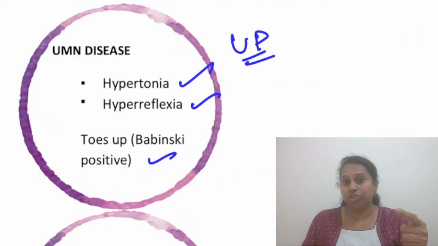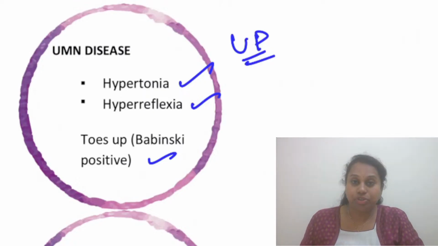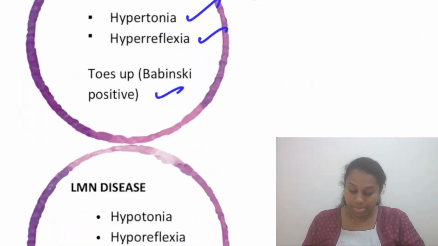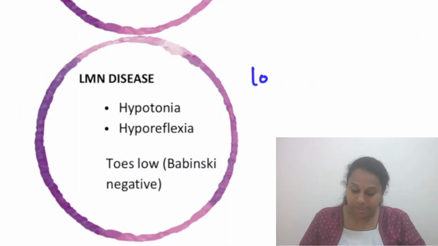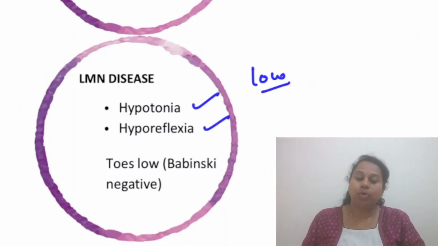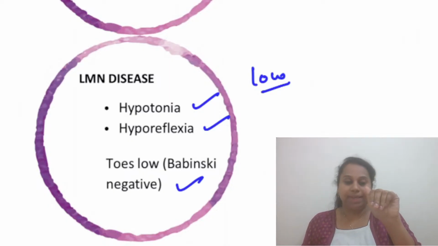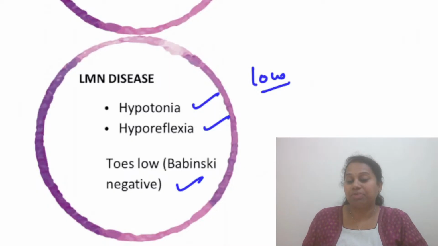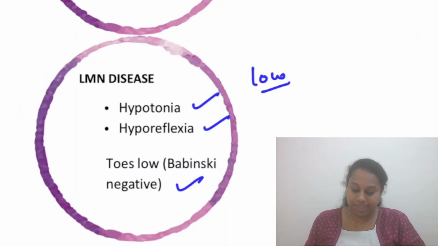So upper motor neuron disease or upper motor neuron lesions, three things will be up. Lower motor neuron disease, three things are low. What is low? Tone is low. That's called hypotonia. Reflexes are low, hyporeflexia. And when you do a Babinski sign, toes go low. So the toes go down like this. That's a negative Babinski sign seen in LMN disease.